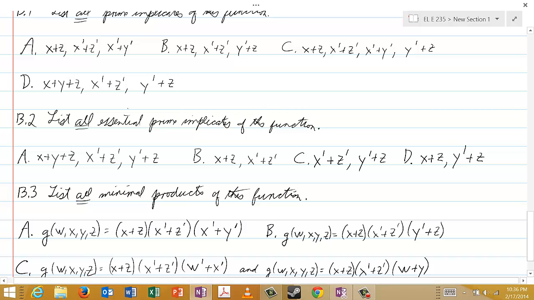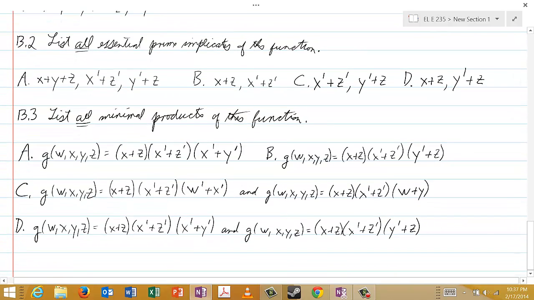13.2, list all essential prime implicates of this function. A is x or y or z, and x prime or z prime, and y prime or z. B is x or z, and x prime or z prime. C is x prime or z prime, and y prime or z. D is x or z, and y prime or z.